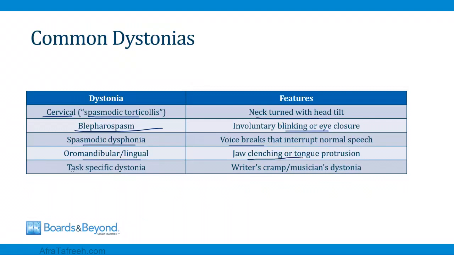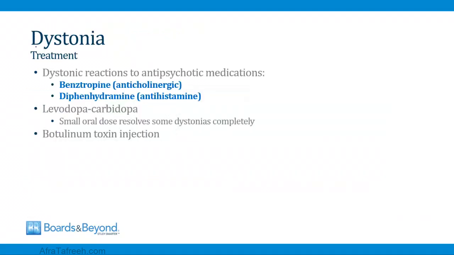And then there are a number of task-specific dystonias. One of these is writer's cramp, which I just mentioned. Musicians can develop a dystonia, and these are all related to overuse of the muscles of the hand. Many dystonias resolve spontaneously if given time, but for those that don't or those that are particularly bothersome to the patient, there are a couple of treatments that can be used.